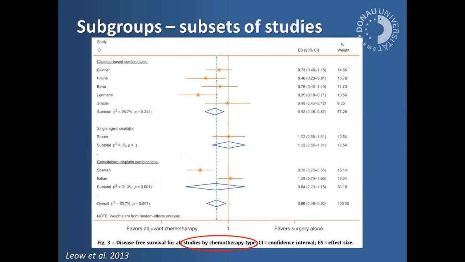This is another example, again for muscle invasive bladder cancer. Here is the disease-free survival by chemotherapy type. The subgroups in this meta-analysis are the different chemotherapies: cisplatin-based combinations, single-agent cisplatin, and gemcitabine-cisplatin. We see here that we have quite high heterogeneity statistically overall, and we see that the effects differ.